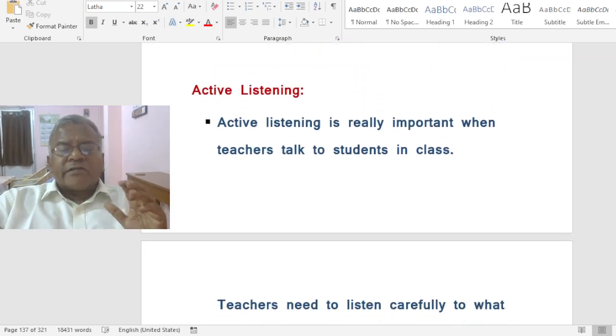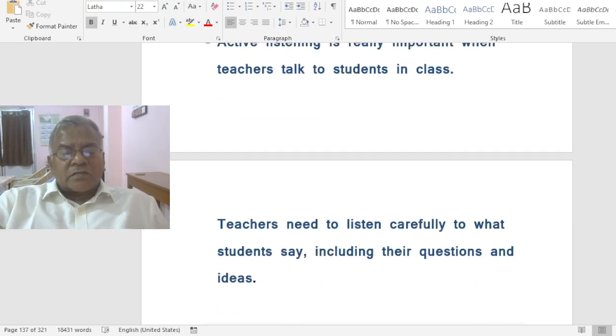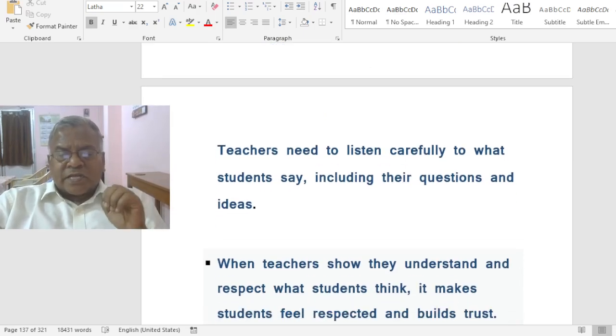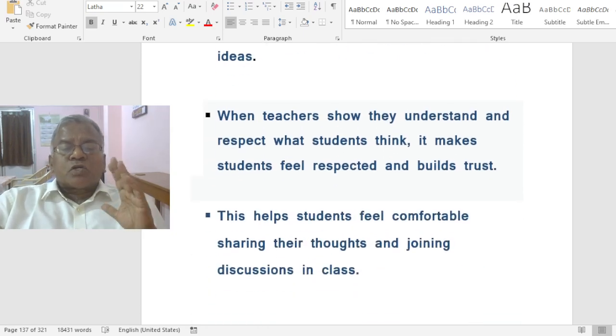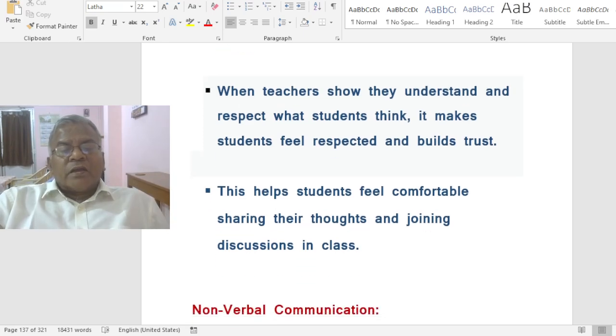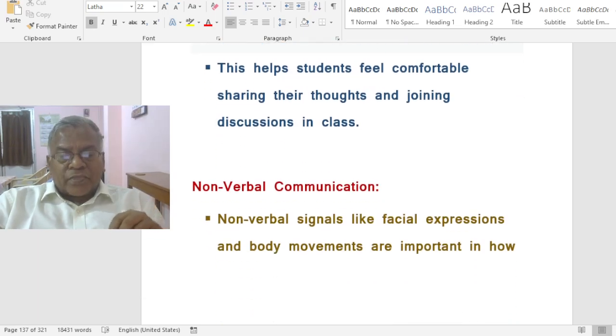Active listening. Active listening is really important when teachers talk to students in class. Teachers need to listen carefully to what students say, including their questions and ideas. When teachers show they understand and respect what students think, it makes the students feel respected and builds trust. This helps students feel comfortable sharing their thoughts and joining discussions in class.